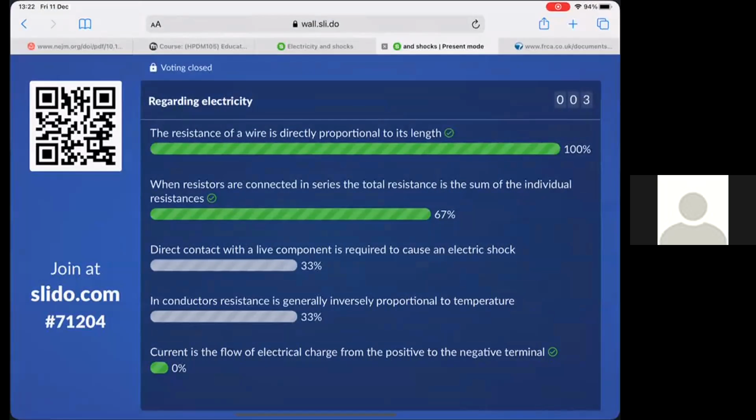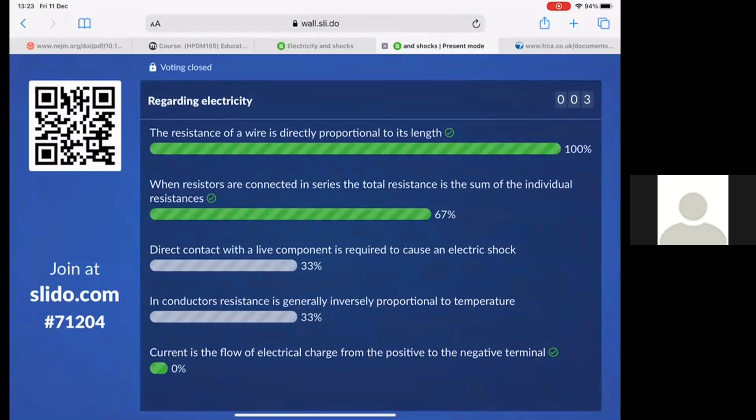The resistance of a wire is directly proportional to its length. Yes. Okay, sorry, yeah. I was looking at all of this. We were doing the temperature one as well. Yeah. So yes, it's directly proportional to temperature, not inversely proportional to temperature. The resistance of a wire is directly proportional to its length.